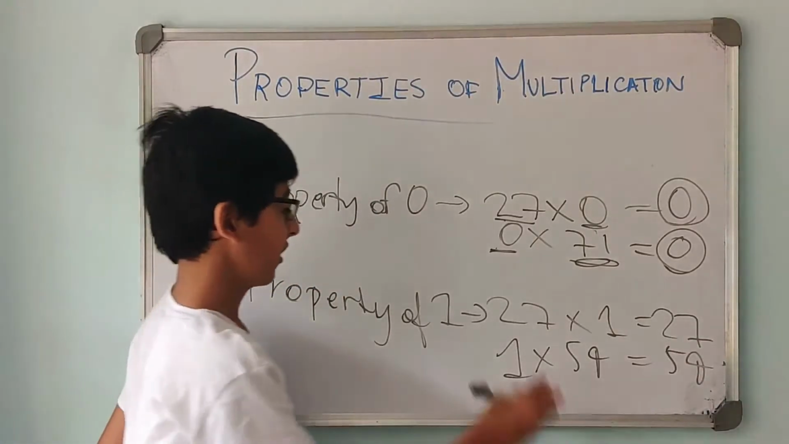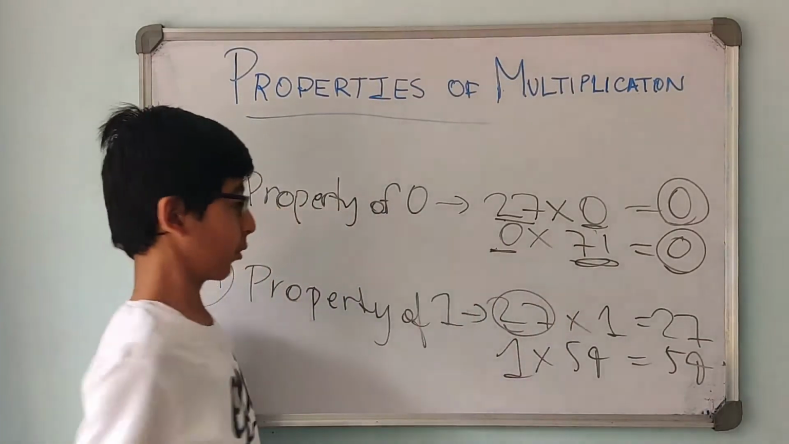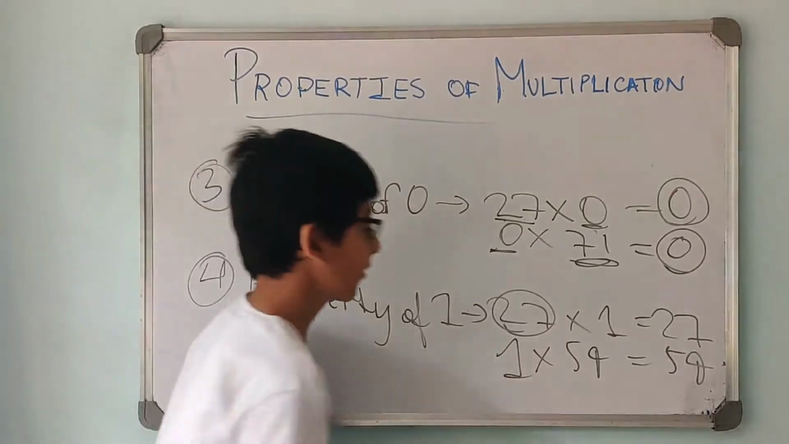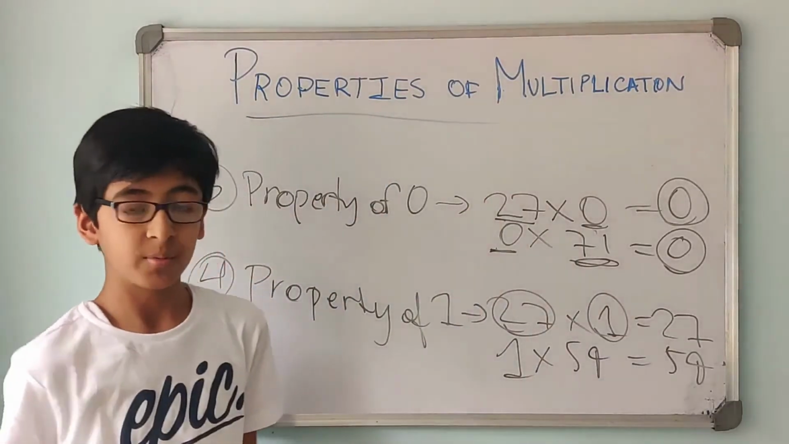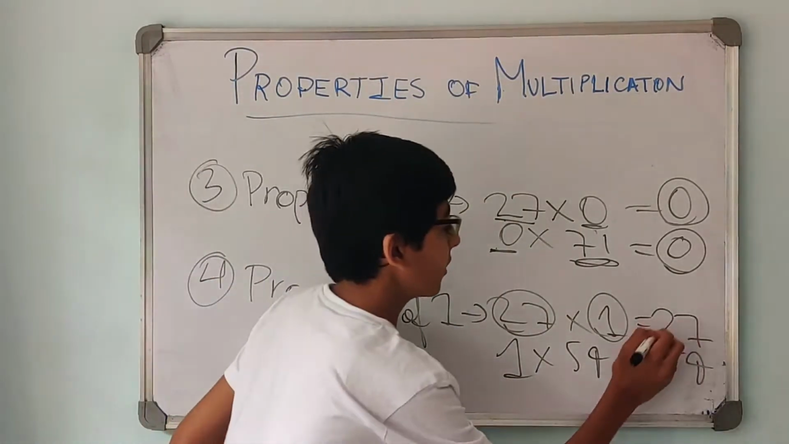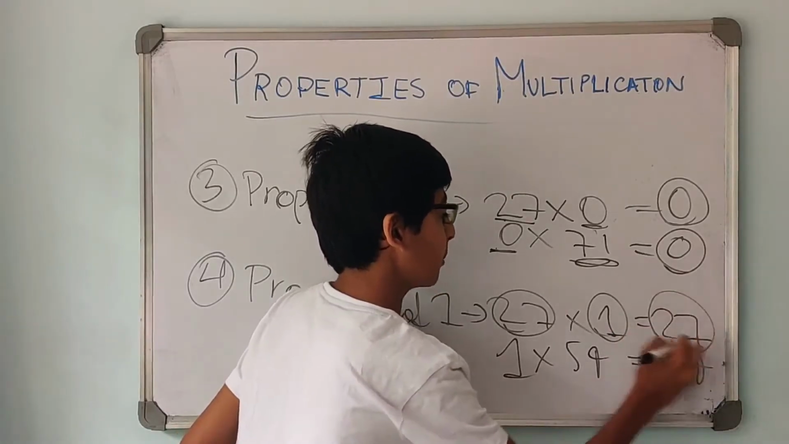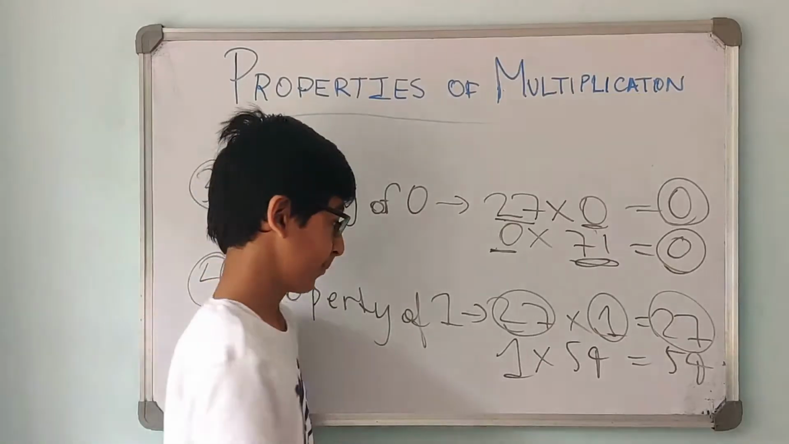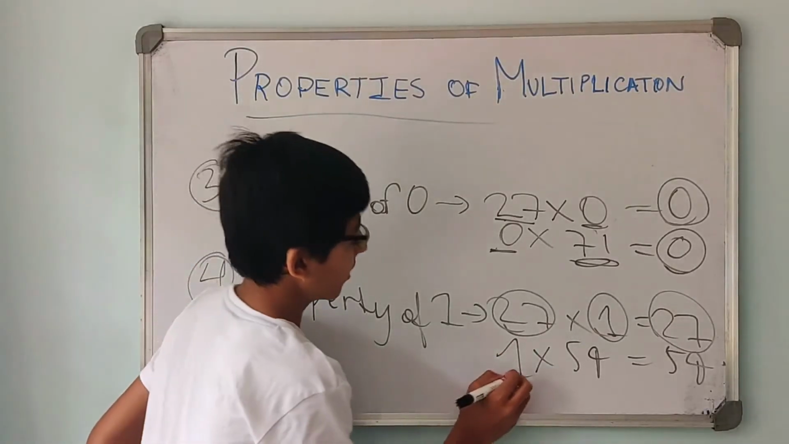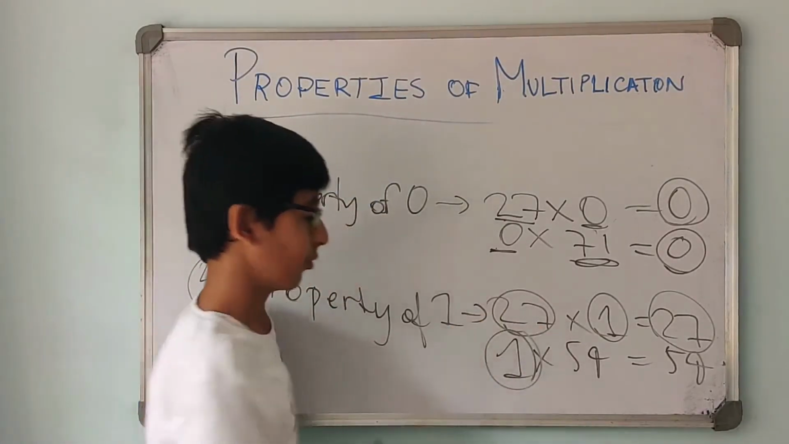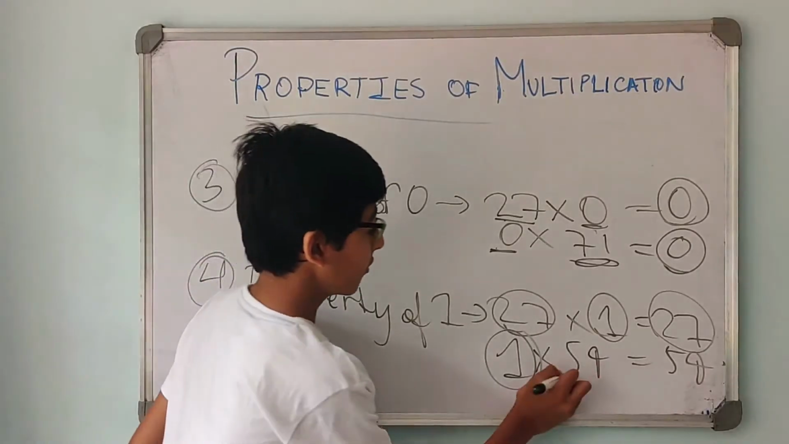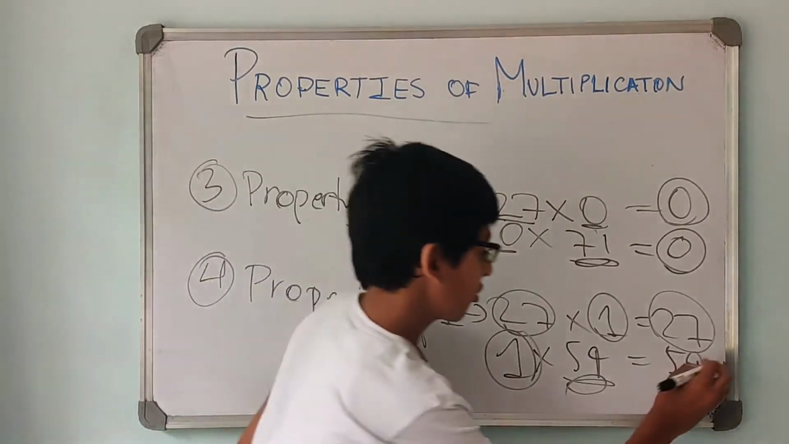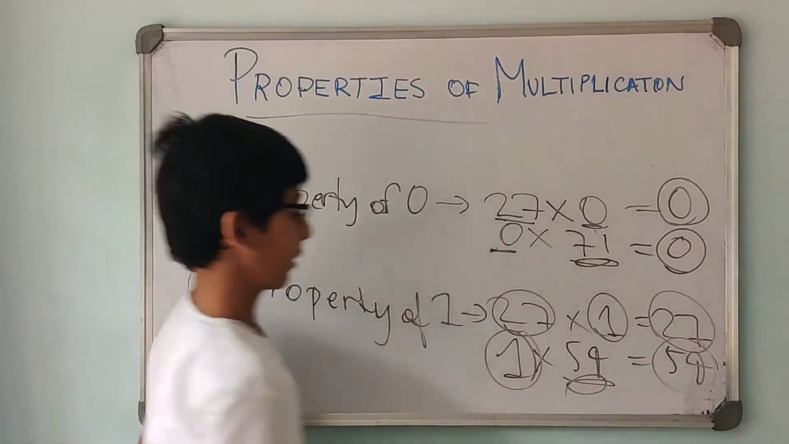Now why is this? First number is the number of groups. There are 27 groups with one item each. So the total number of items in all the groups will still be 27 itself, because each group has only one item. Over here we can take the same. There is just one group with 54 items each. So the total number of items are going to be 54 itself.